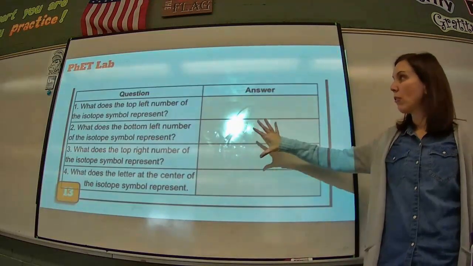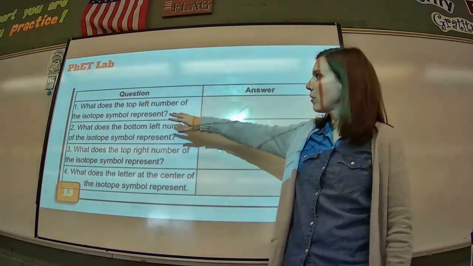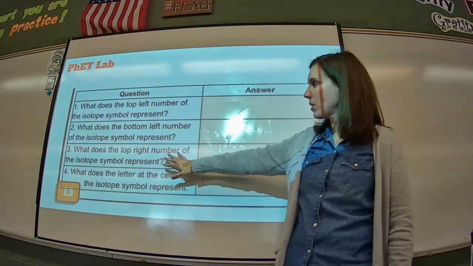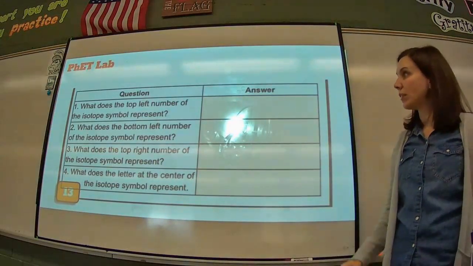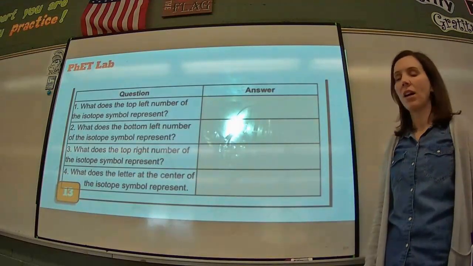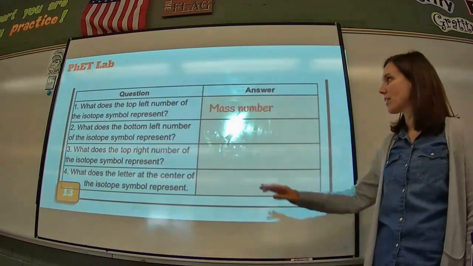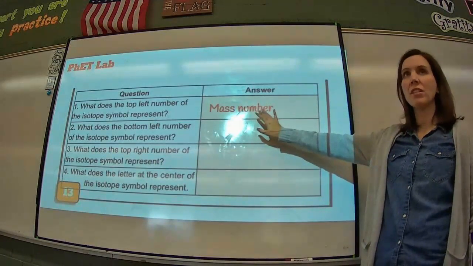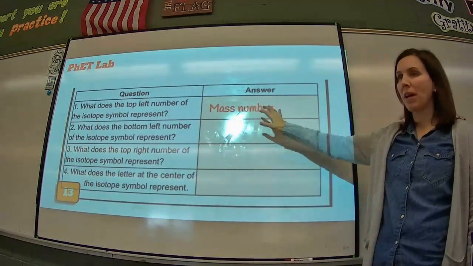All right, so what you were supposed to be filling into your notebook were the answers to these questions. What goes in the top left number, what does the bottom number represent, what does the top right number represent, and what is the letter in the center. You should have seen that as you were dropping protons and neutrons into your atom, the top left number was changing. The reason for that is that's the mass number. This number up here is influenced by both the number of neutrons and the number of protons. So what is the top left? The top left is your mass number.